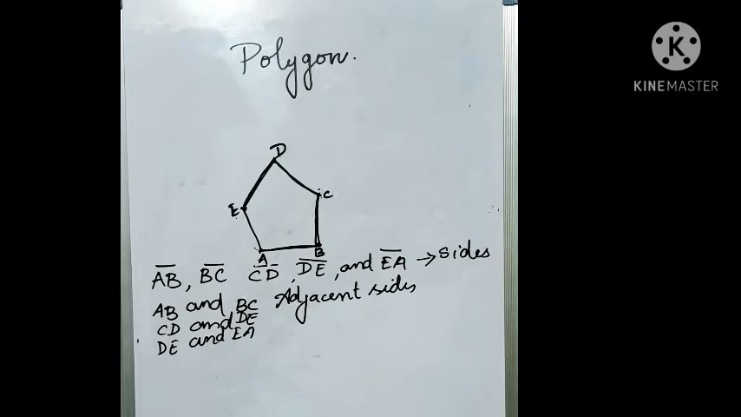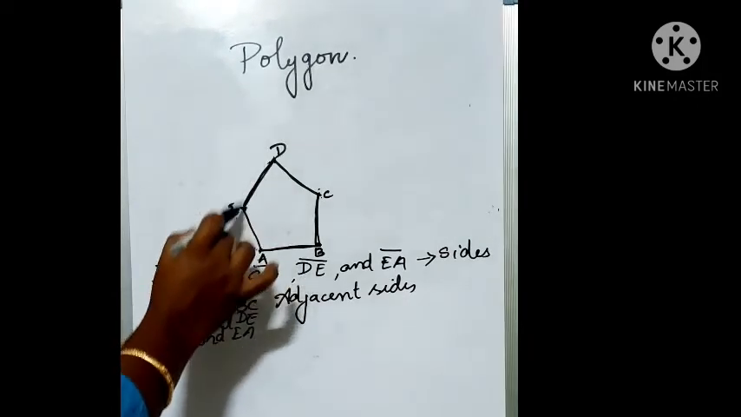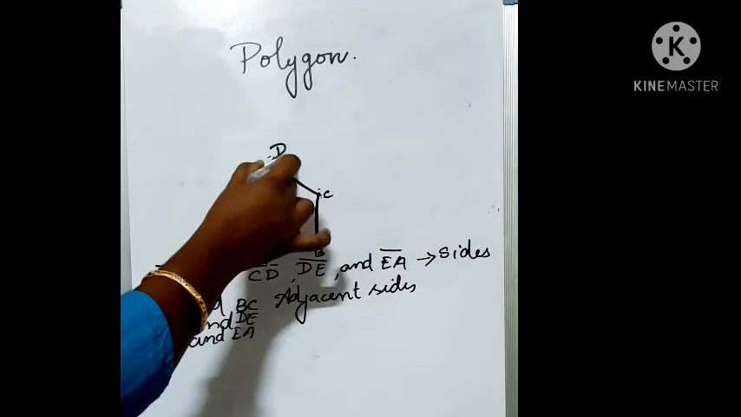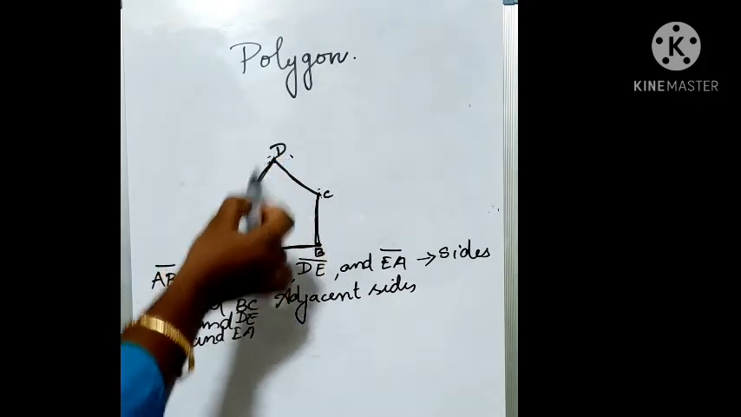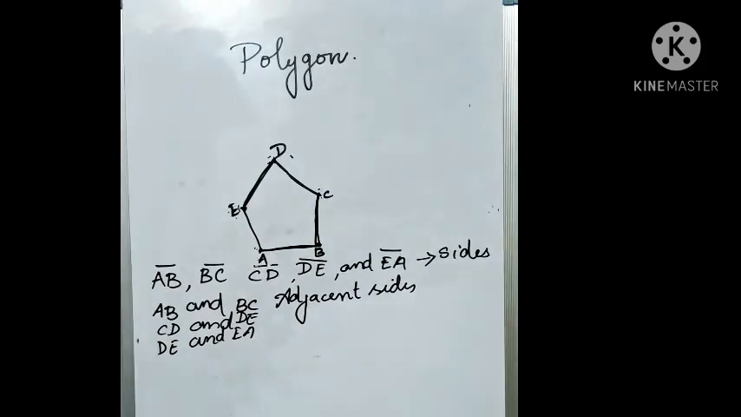Yes. Next, we are going to see adjacent vertices. The endpoints of the same side of the polygon are called adjacent vertices. That is, vertices E and D are adjacent, isn't it? E after you get D, so the very next. So that is called as what? Adjacent vertices. Fine.